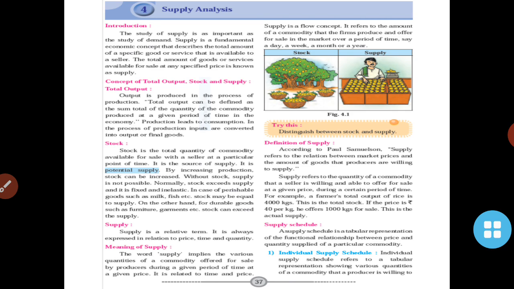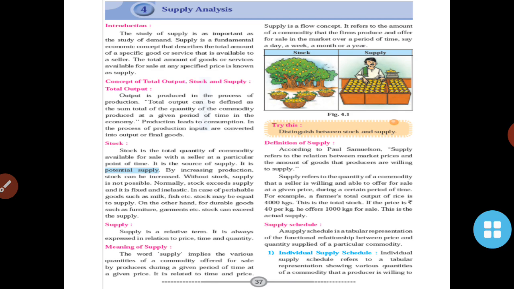If people are demanding, and the producers, those who are producing the material, are not able to produce the material, then they cannot supply the material to the market. Supply refers to the quantity of a commodity that sellers are willing and able to offer for sale at a given price during a certain period of time.